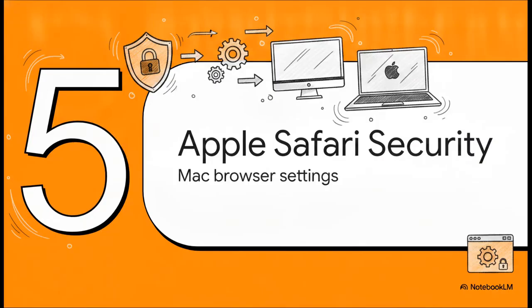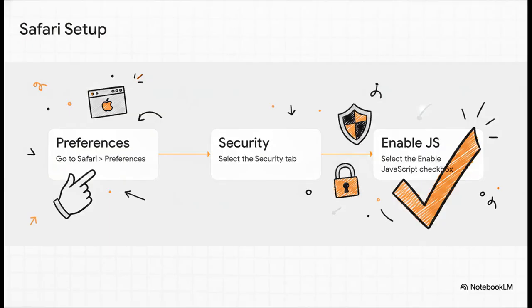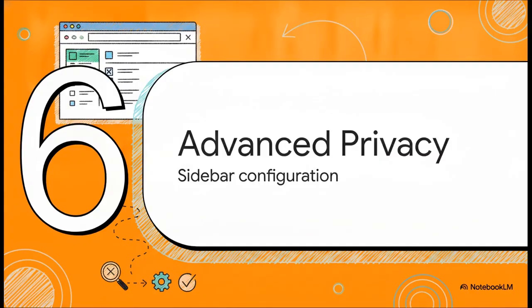Section 5, Apple Safari Security. Let's look at how the Mac side handles this. For Apple Safari users, it is a wonderfully simple 3-step process. Go up to the top menu, click Safari, and open up Preferences. Next, select the Security tab. And finally, simply tick the checkbox right next to Enable JavaScript. Once that box has a checkmark, you've completed the whole shebang. Easy, right?